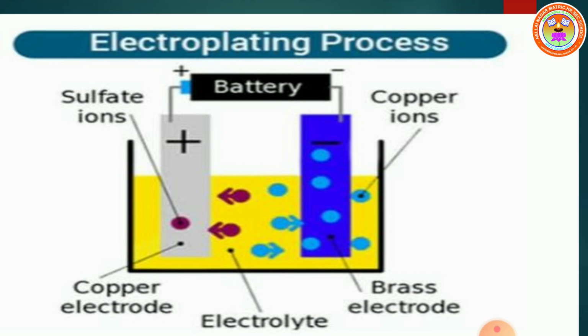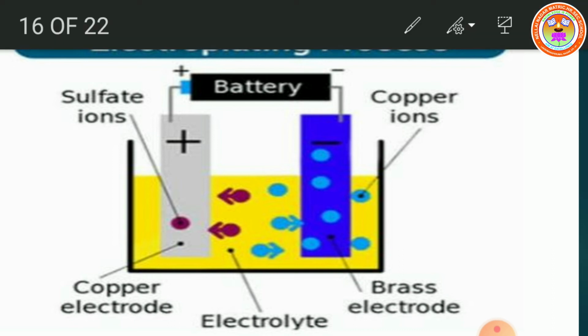Method of electroplating process: copper ions, sulfate ions, copper electrode, electrolyte, brass electrode and copper ions.